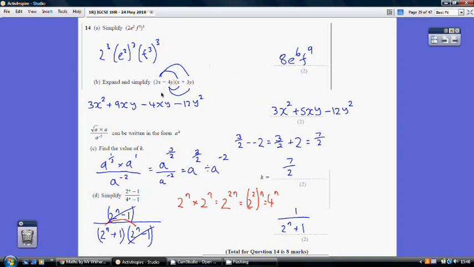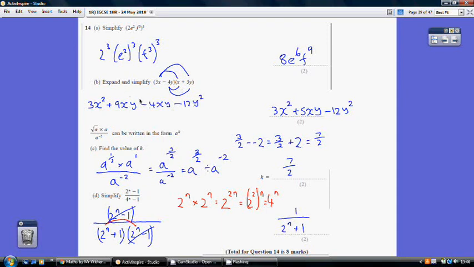Now part B, so we've got to do these 4 terms. 3x times x, 3x times plus 3y, minus 4y times x, and minus 4y times plus 3y. So 3x times x is 3x squared, 3x times 3y is 9xy, so plus 9xy, minus 4y times x is minus 4xy, and minus 4y times plus 3y is minus 12y squared.